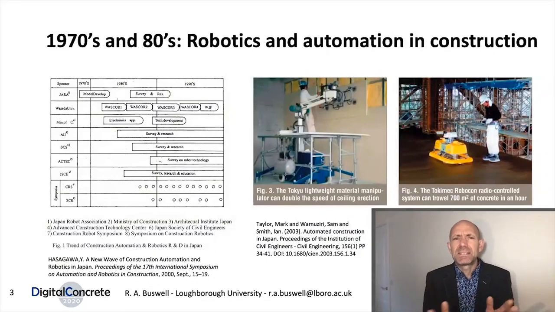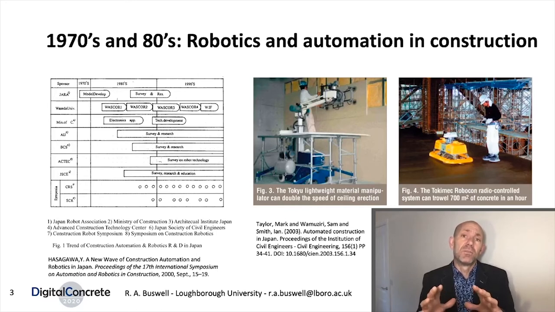The 1980s brought robotics and automation into the construction industry, led by Japan through significant investment in R&D from the construction industry itself. And the drivers were the same then as they are today: taking hand operations away from the construction site and enabling automation to unlock the productivity gains that lead to reduced time on site and hence cost savings.